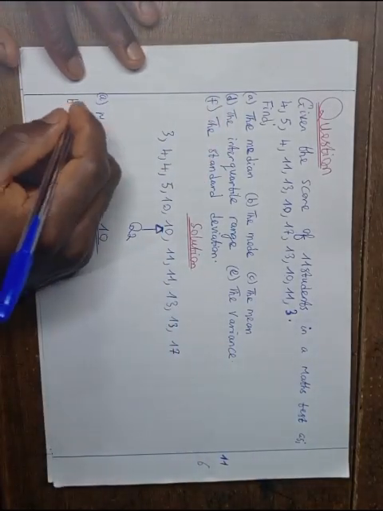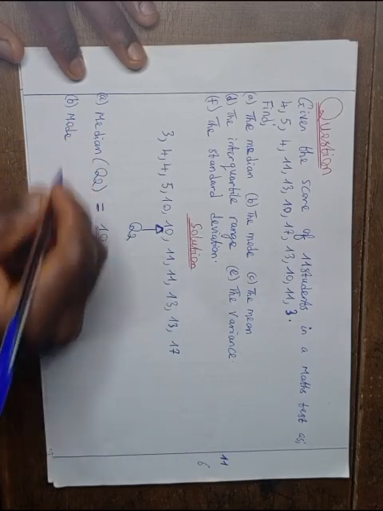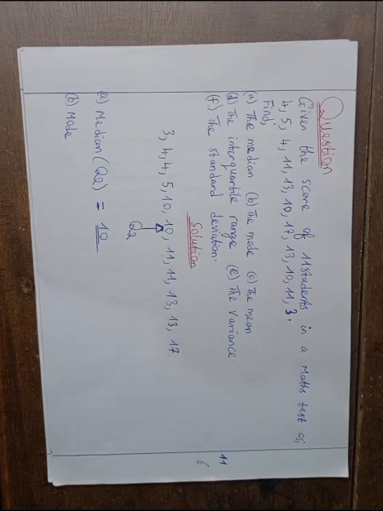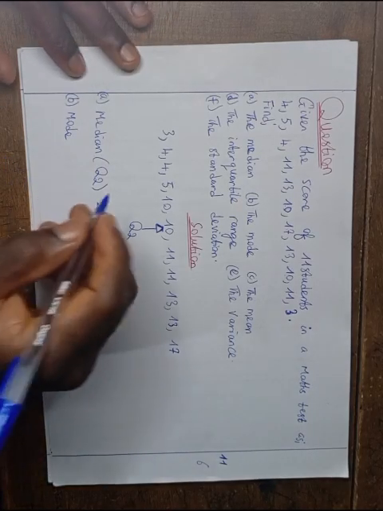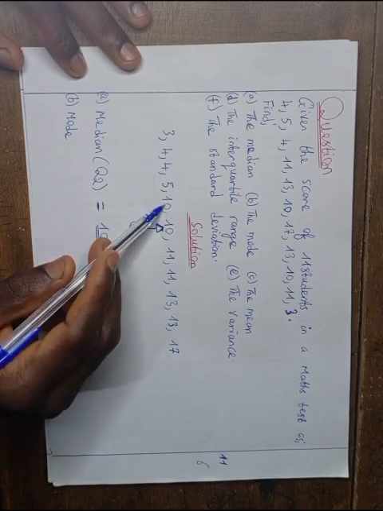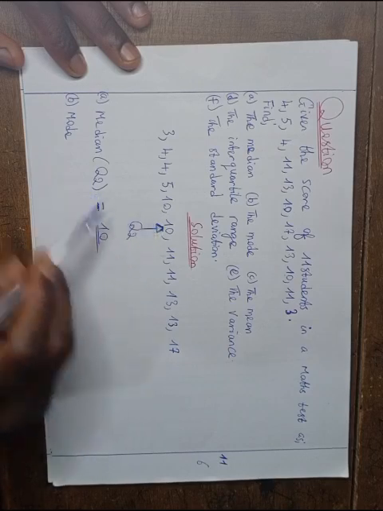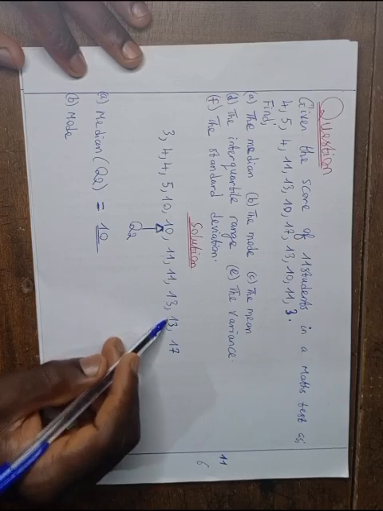Question B, the mode. When we talk of the mode, we are simply referring to that observation that occurs the highest number of times, that number that has the highest frequency. Looking at the data, you will see that the number 4 occurs twice, the number 10 occurs twice, the number 11 occurs twice, and the number 13 occurs twice.